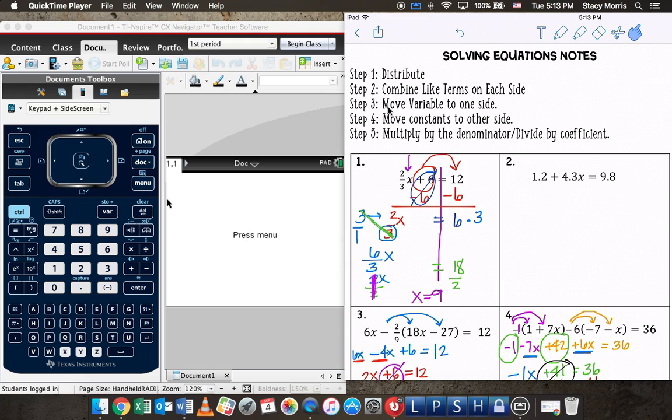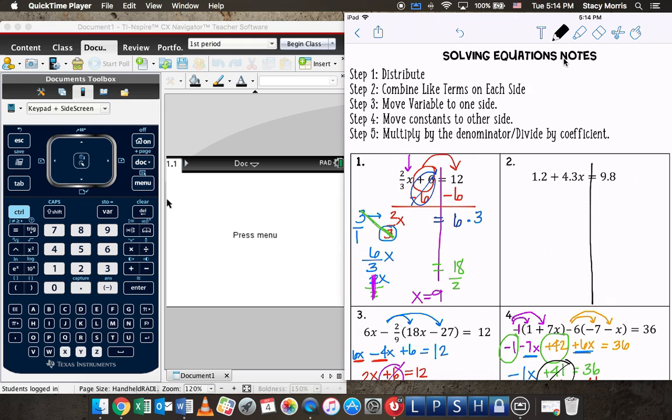So we're just going to go back to number 2 and work on solving these equations. Again, our first step is going to be to distribute. If you look at number 2, there are no parentheses, so we actually don't have to distribute. So we're going to skip that step. Step 2 says to combine like terms on each side. If I'm looking at problem number 2, some of you might want to draw that line through the equal sign because that separates the two sides.